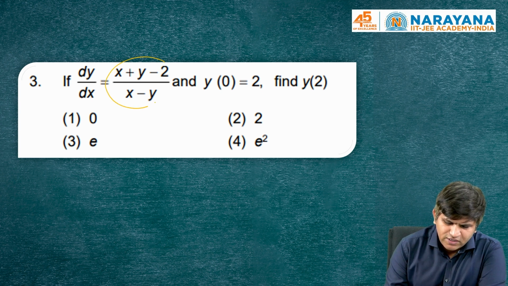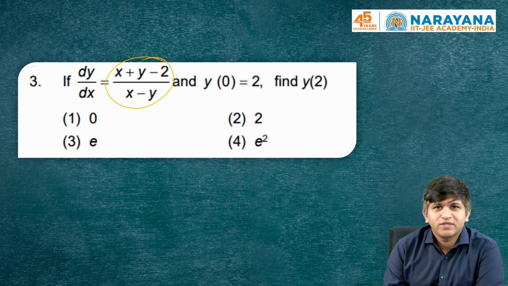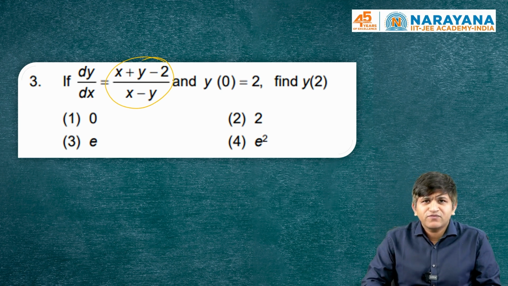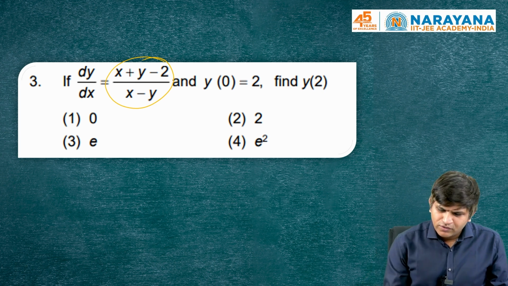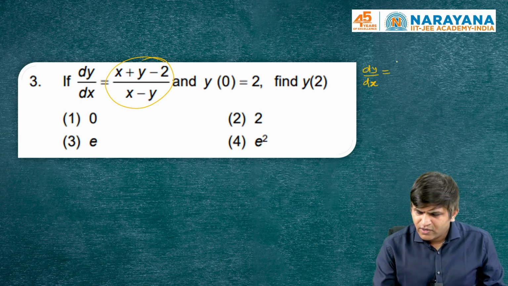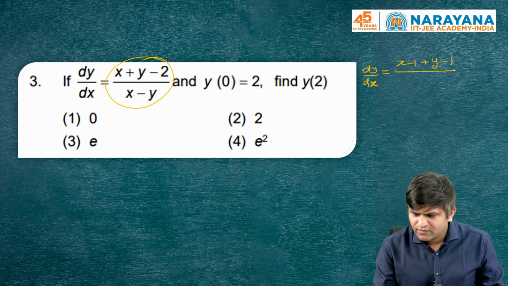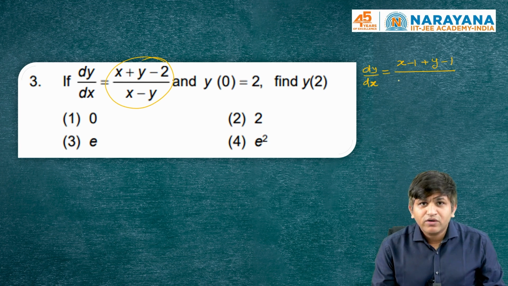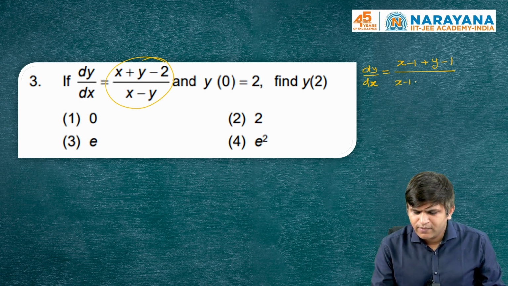This differential equation is not homogeneous. Okay, so this is not a homogeneous differential equation, so first we are going to make it homogeneous. So we can write dy by dx equal to, we have x minus 1 and y minus 1, we can write minus 2 as minus 1 minus 1. Correct? In the denominator also we are writing x minus 1 minus of y minus 1.